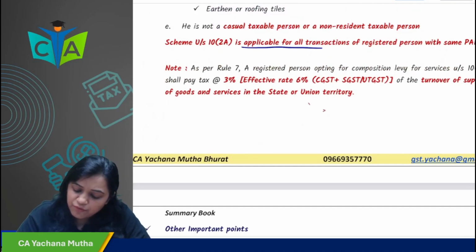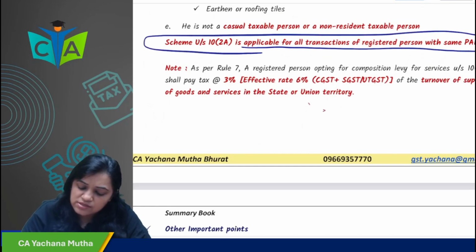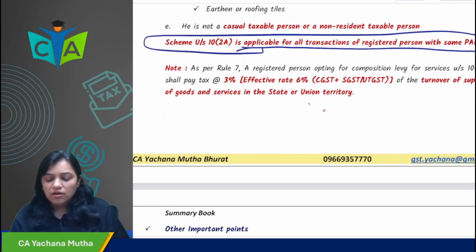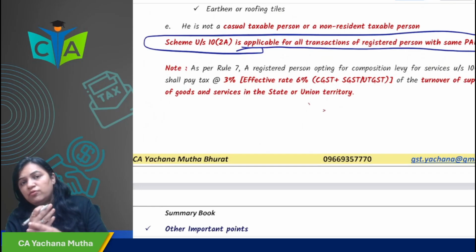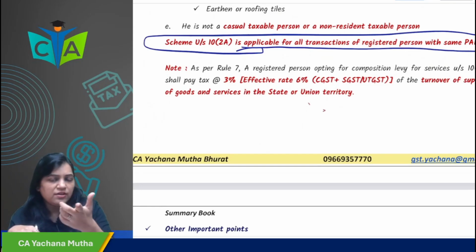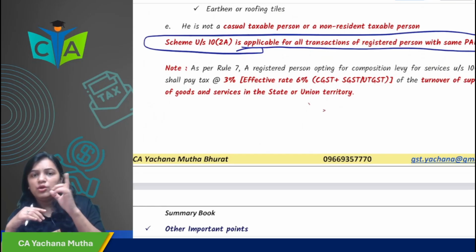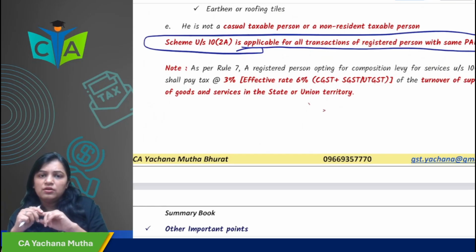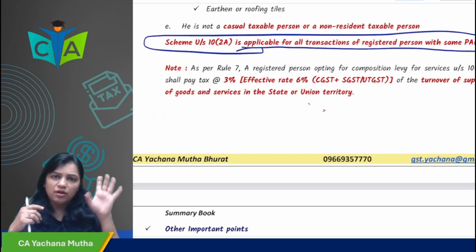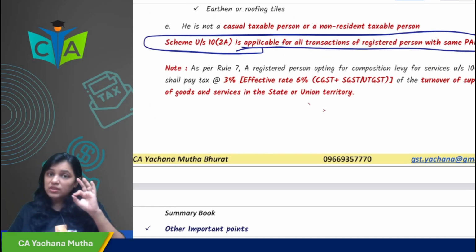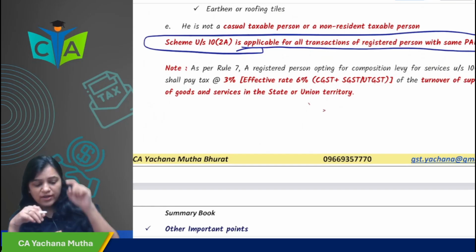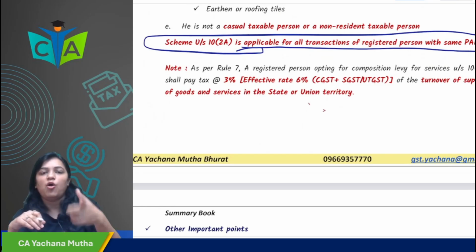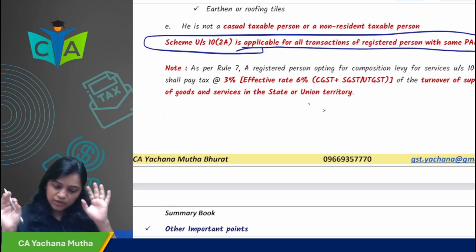Now, 10(2)(a) is applicable for all transactions of a registered person with the same PAN. This is an important point. Either all GST registrations on the same PAN will take the composition scheme, or none. If one is ineligible, all will become ineligible. If one is opting out, all have to opt out. So under the same PAN, all registrations have to either go for the composition scheme or withdraw from it. This is applicable for 10(2)(a) as well as 10(1). If one unit takes the 10(1) scheme, everyone has to take it. If one is withdrawing, everyone has to withdraw. I hope it is clear.